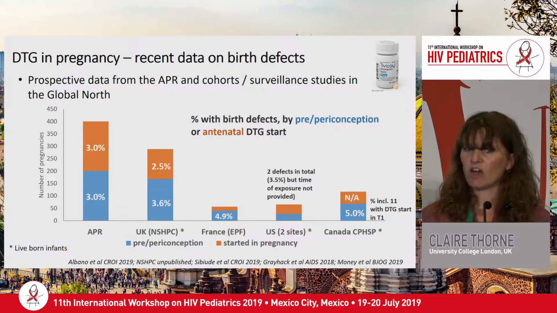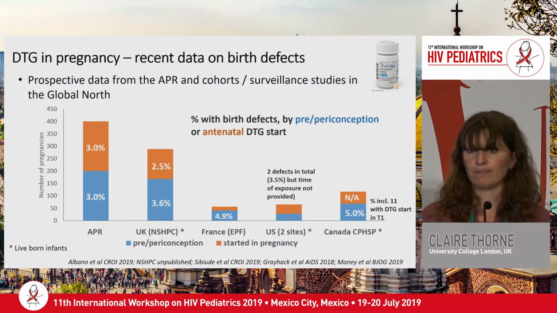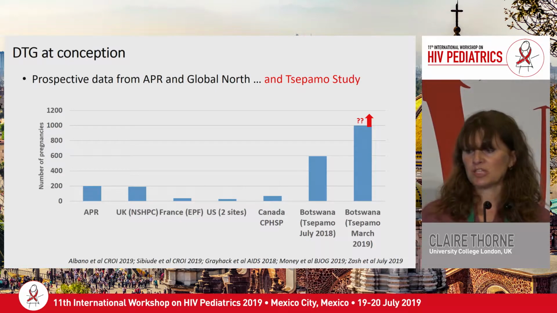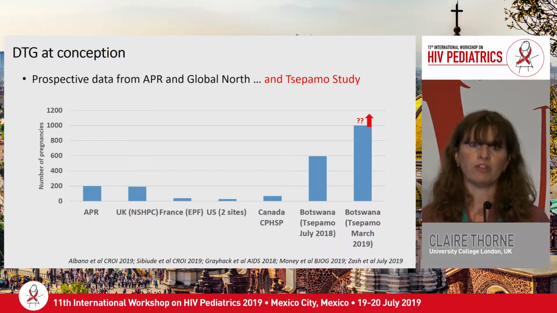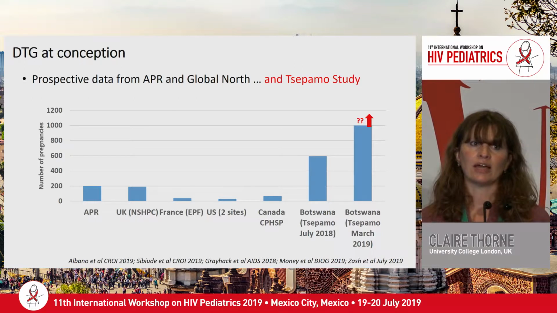On this slide, I've put the birth defect prevalence stratified according to the timing of Dolutegravir start. You can see that amongst the periconception group, the birth defect prevalence ranges from 3 to 5%. But all studies are underpowered to detect increased risk of rare birth defects. And I just wanted to add the SAPAMO study numbers to this slide, really just to show how they dwarf the studies from the global north, to highlight the point that these studies need to be conducted in settings where most women with HIV are living and taking these drugs.